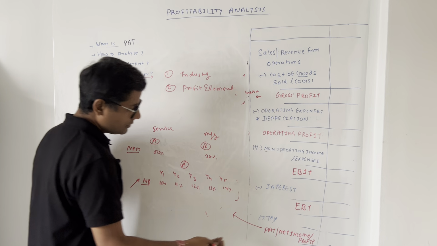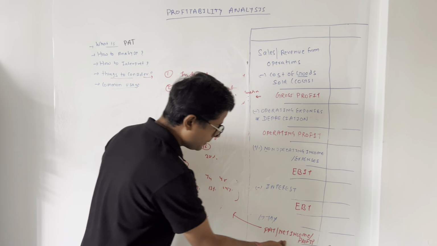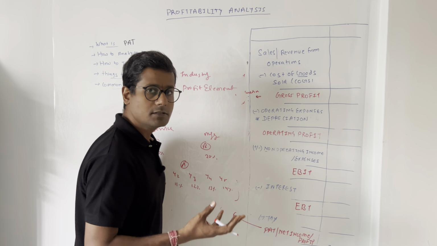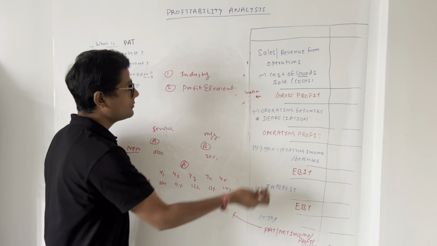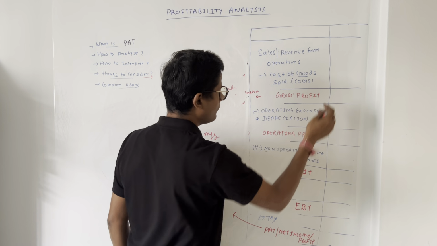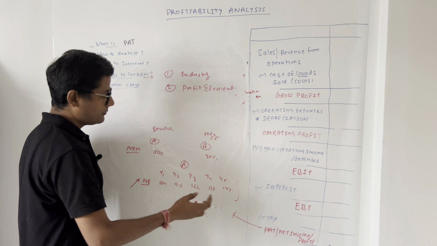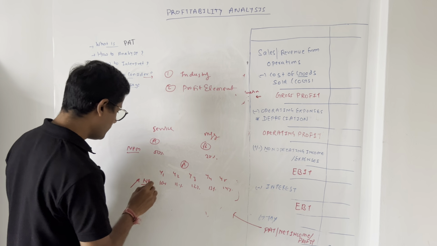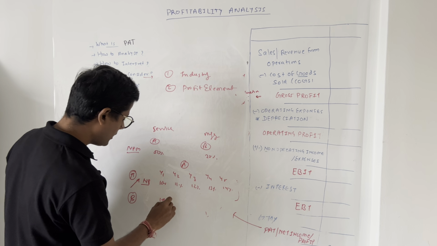Reason being, this PAT is sitting at the last level. So now if the PAT is increasing, what is the element that is causing it to increase? Whether our revenue is doing well, or whether our cost of goods has come down. What's the reason this PAT is increasing? Let's say this is for company A, and company B also has the same trend.